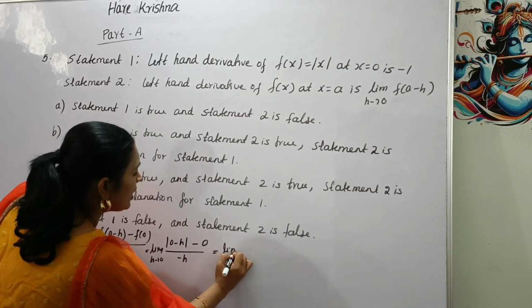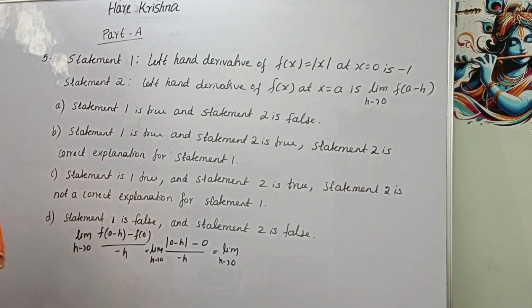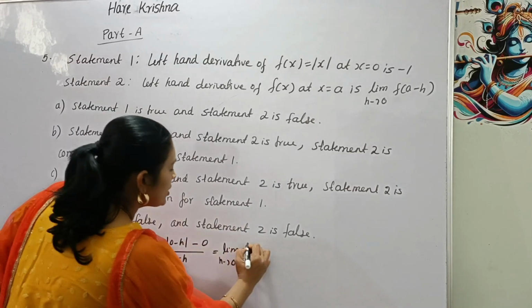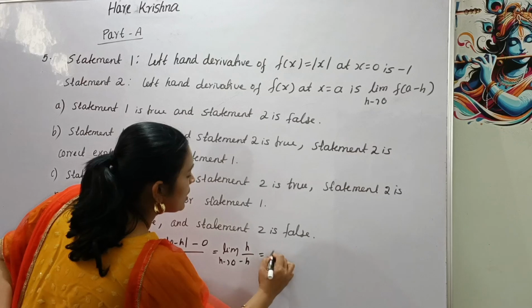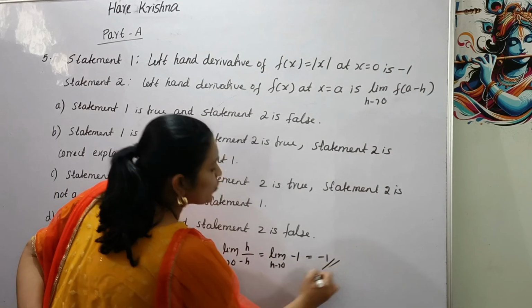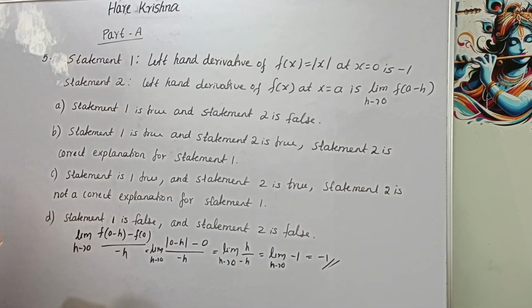So here limit h tends to 0. Okay, that is equal to limit h tends to 0, modulus of 0 minus h is modulus of minus h, which is h itself. Okay. So h minus 0, h divided by minus h, is equal to limit h tends to 0 of minus 1, that is minus 1. Okay. So the statement 1 is true.